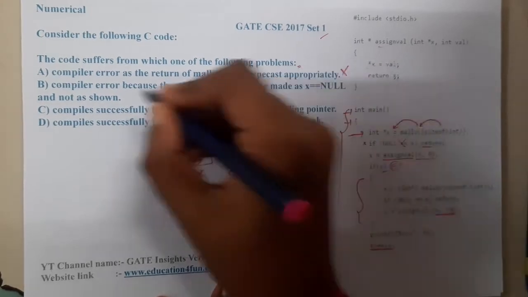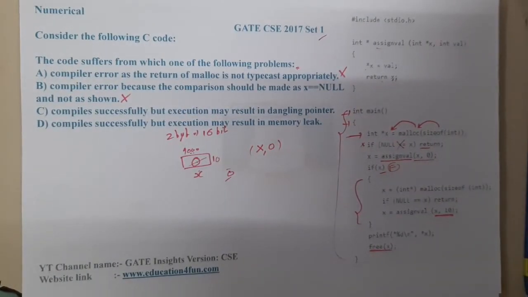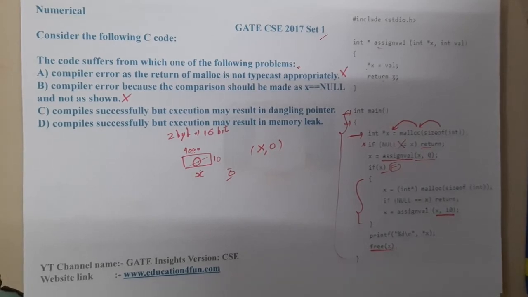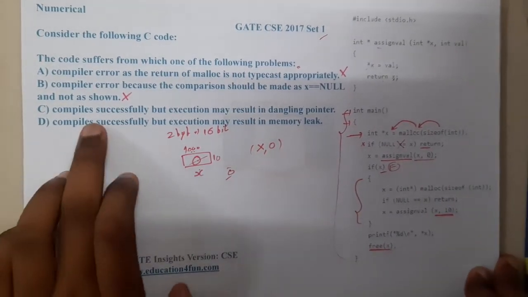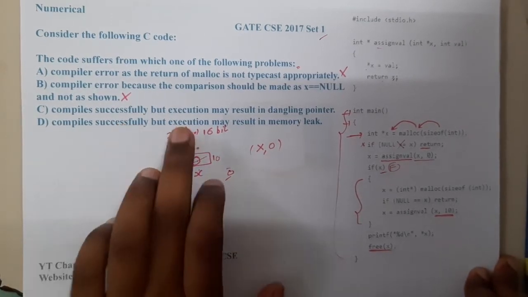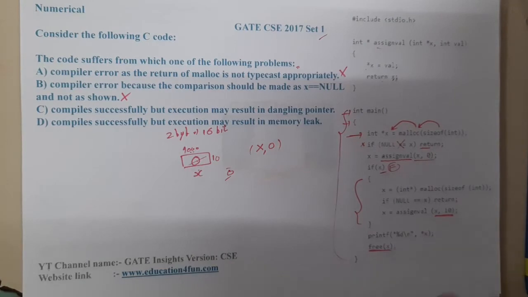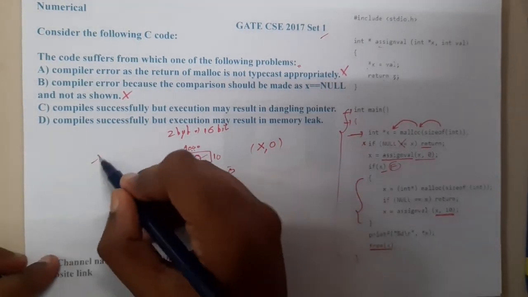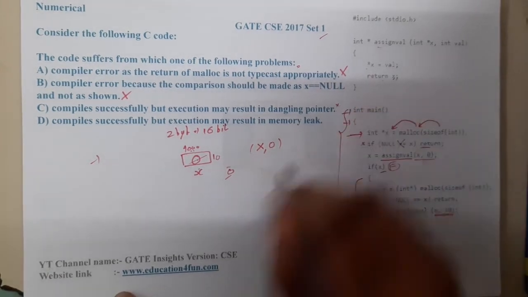So options A and B are wrong, because they are saying a compilation error is there. Now let us check options C and D. Option C says it compiles successfully, but execution may result in a dangling pointer. Is there any free pointer which is not connected to any address? I think that's not there, hence this option also seems not correct.